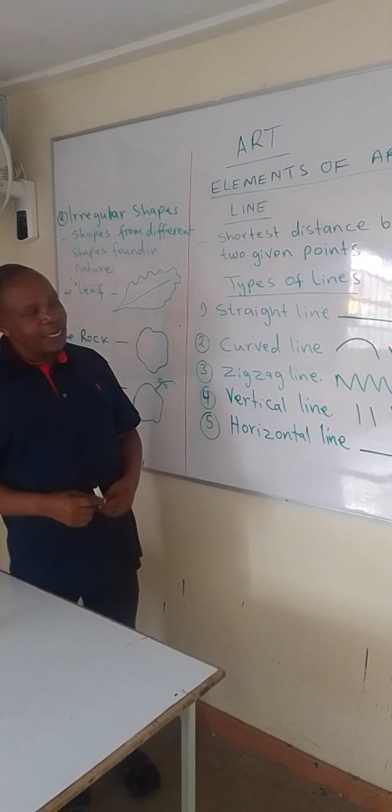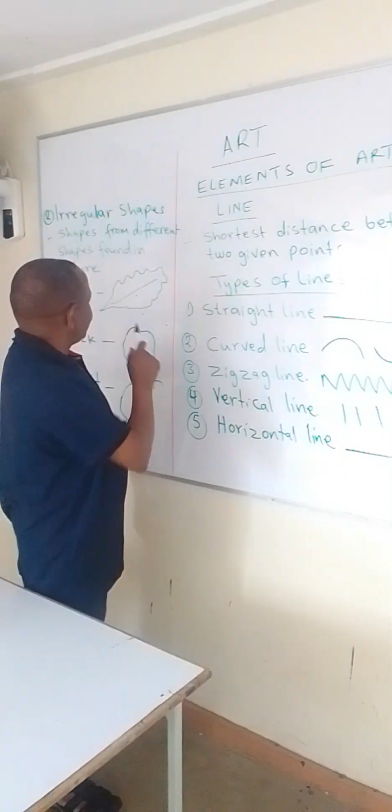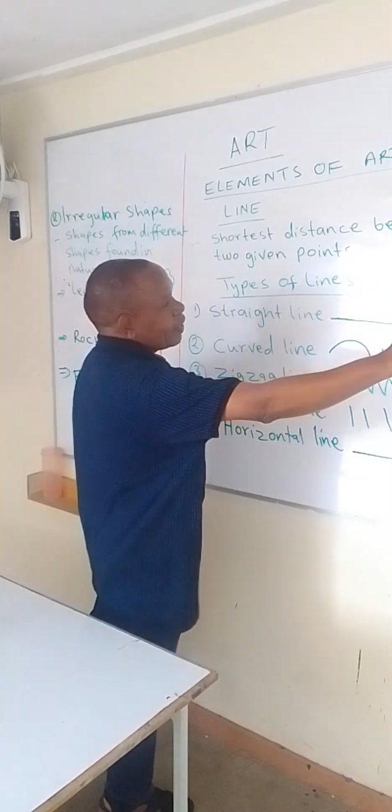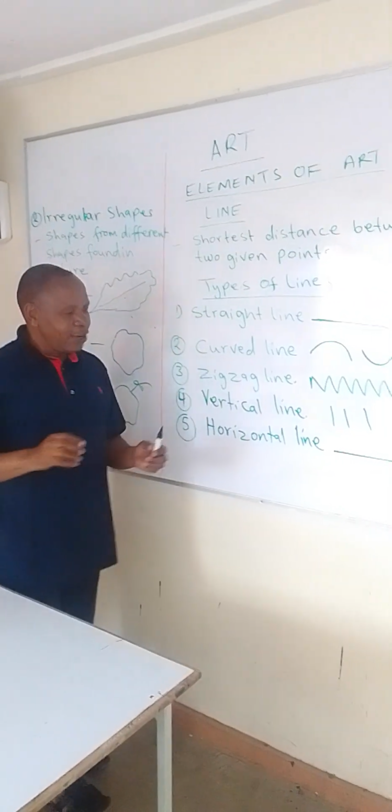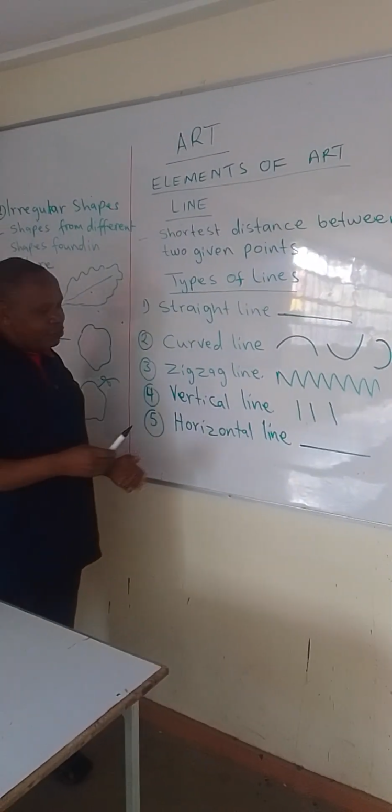What is a horizontal line? A line that runs from the left to right. If I draw a line from here, or from right to left, that is a horizontal line. And then we have other types of lines. These are just 5 examples here.